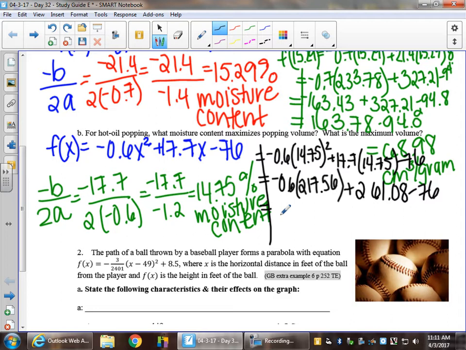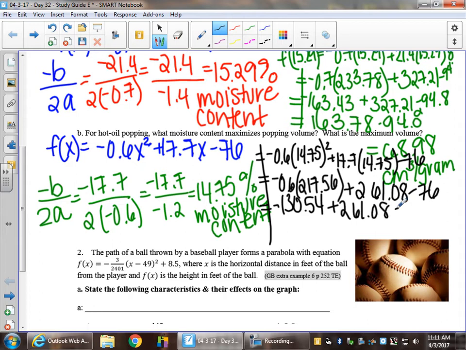Okay, somebody else. Negative 0.6 times 217.56. What do you get? Kaden, come on. Sit up. Get a drink of water if you need to. What is it? Negative 130.54. Does it round to 4? Yeah. Okay.